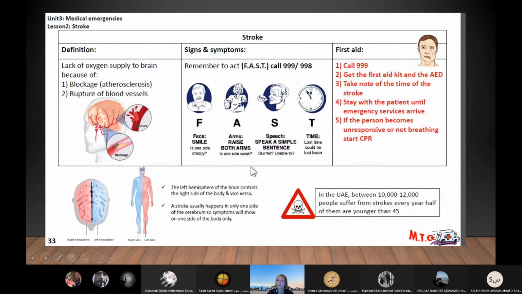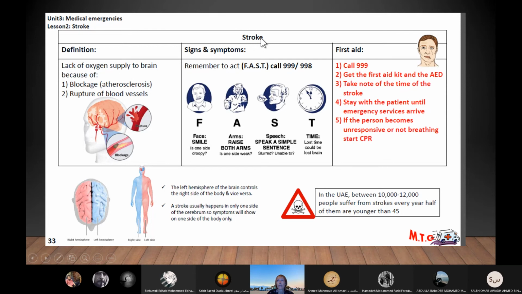Okay, so stroke, I just want to mention that you remember it by saying FAST. If you look at their face and it's drooping on one side, if you look at their arms and they're not able to lift one or both of them, or if their speech is slurred or they're unable to speak, or they have any of these symptoms, then it is time to call for emergency help, okay? They might lose consciousness.